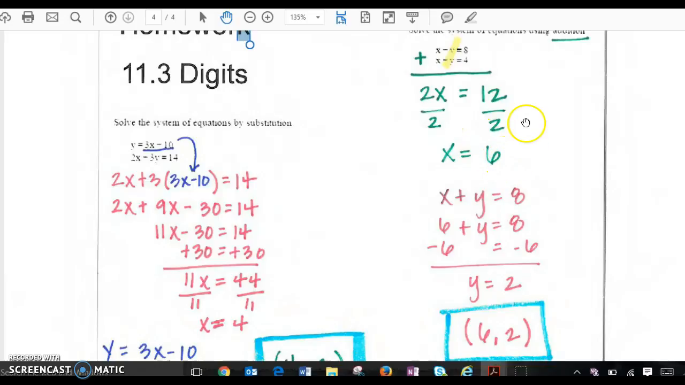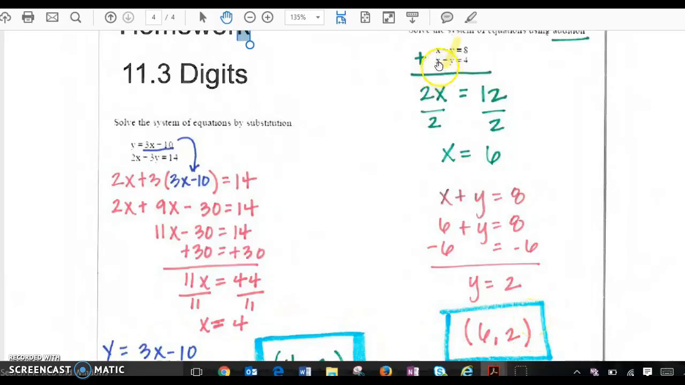Plug 6 back into either equation in order to solve for y. I chose the one that says x plus y equals 8, which is the top one. You can't see that plus right there though. 6 plus y equals 8. Subtract 6 from both sides. 8 minus 6 is 2. The ordered pair is 6, 2, which is the solution to the system.